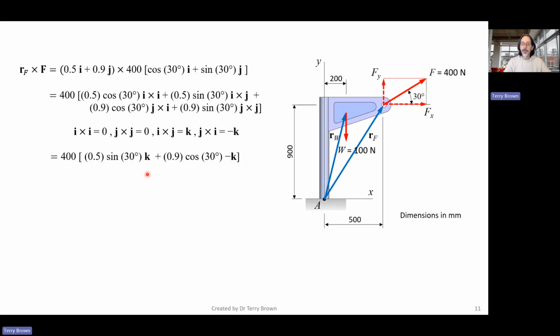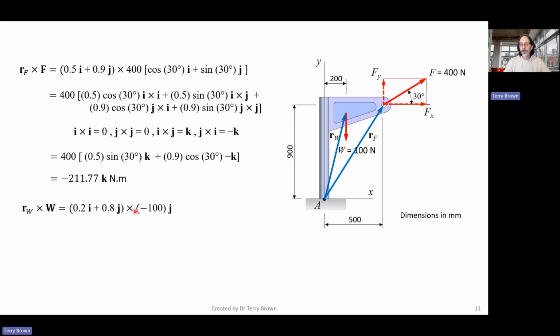So you can see here now that the direction of the vector moment here is in the K direction. All right, so doing the maths, we get minus 211.77 K Newton meters.